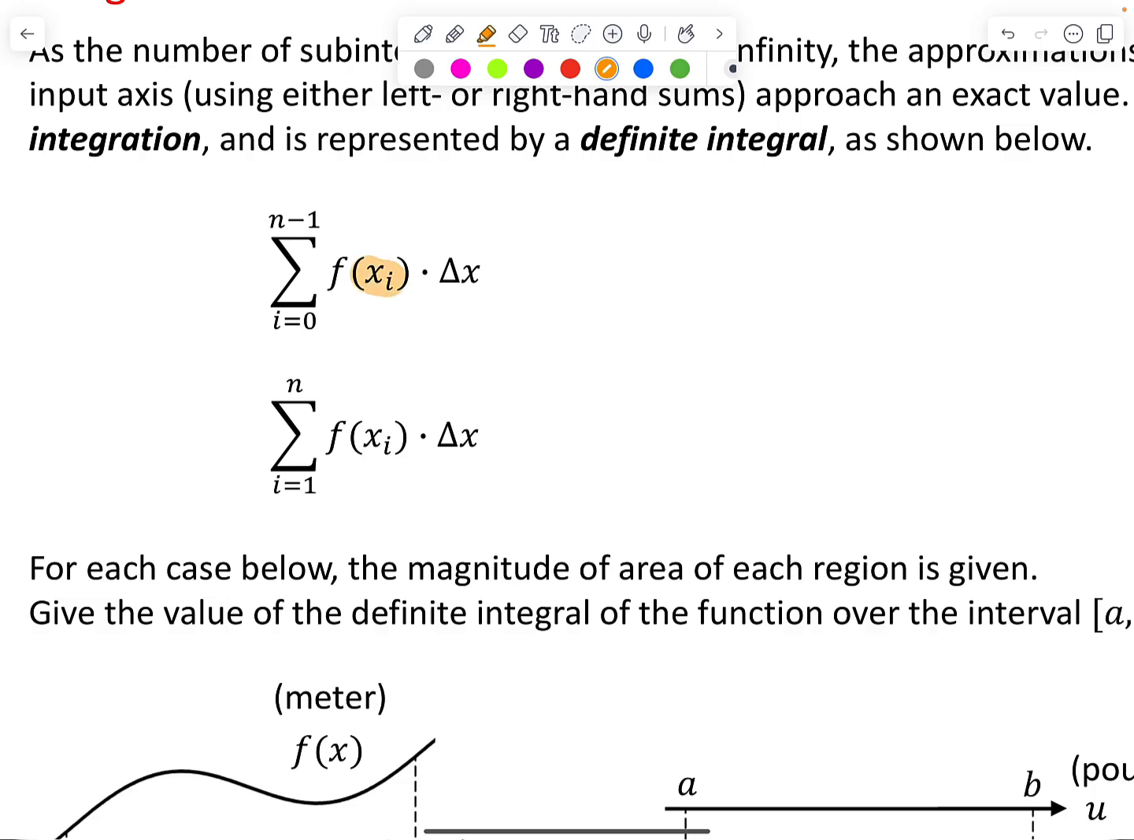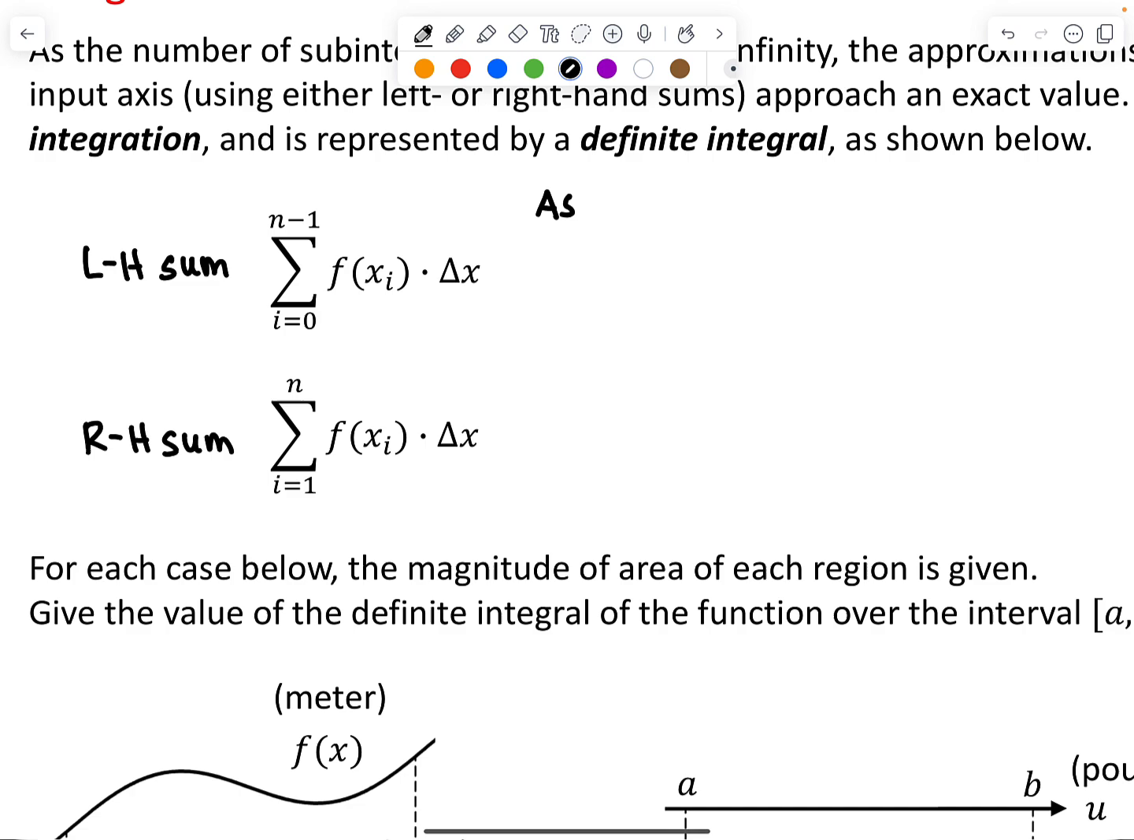We're using x sub i instead of t sub i, and we have a delta x instead of a delta t. Here we're going from i equals 0 to n minus 1. This is an indication that this is a left-hand sum, which I'll write as LH sum. The second one starts at i equals 1 and ends at n. This is the range of i's we would use for a right-hand sum.